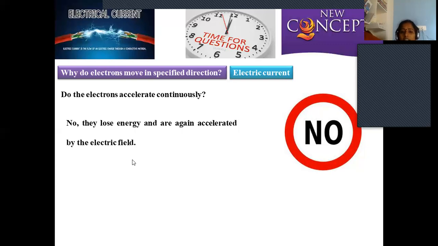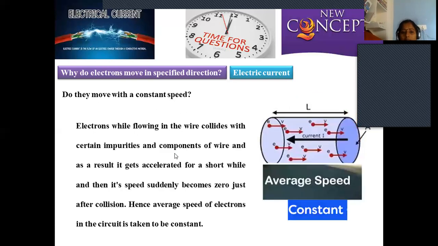And when they are connected to the external electric field, again they will gain energy. Again, movement of electrons is possible. That's the reason why continuous acceleration of electrons is not possible. Do they move with a constant speed? So here, constant speed is possible for all the electrons when they are passing through the conductor.